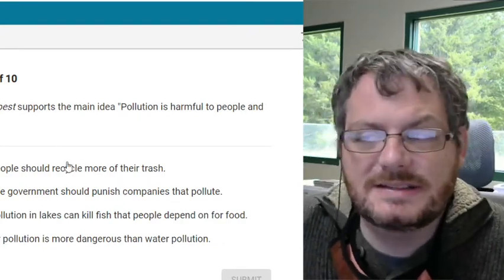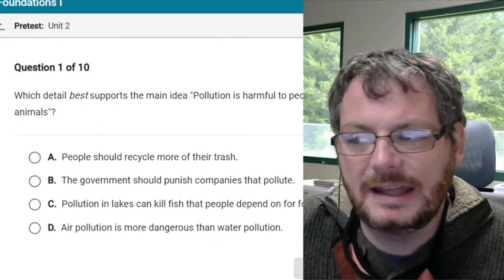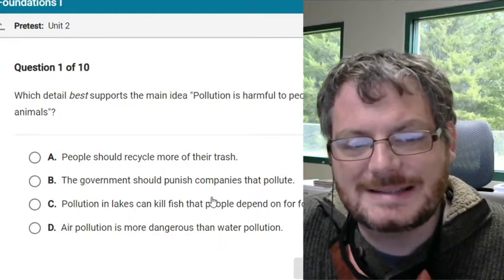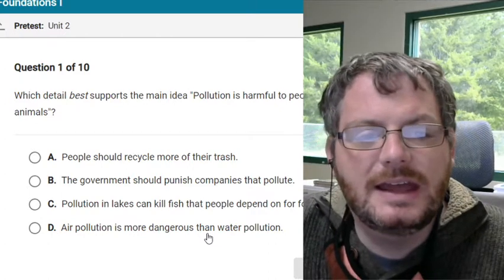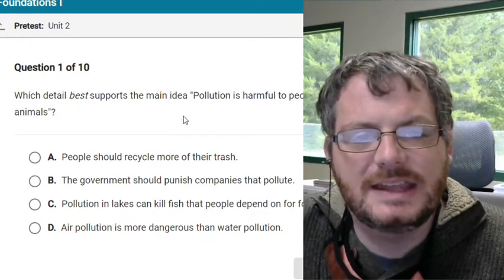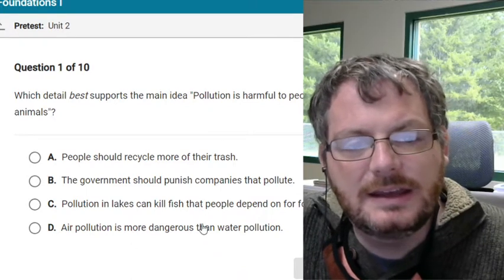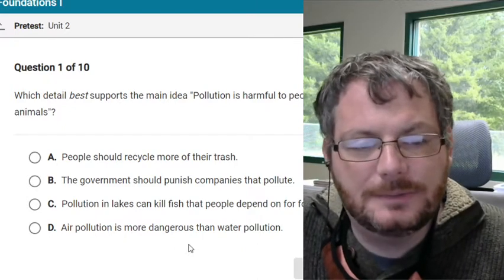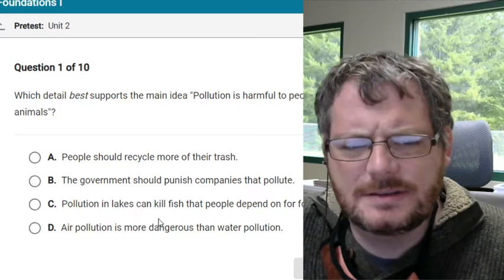So which detail best supports the main idea of pollution is harmful to people and animals? People should recycle more of their trash. The government should punish companies that pollute. Pollution in lakes can kill fish that people depend on for food. Air pollution is more dangerous than water pollution. So the key idea is pollution is harmful to people and animals. So I'm looking for something that talks about animals and talks about people. Air pollution is not talked about in this. So I'm going to jump to C.